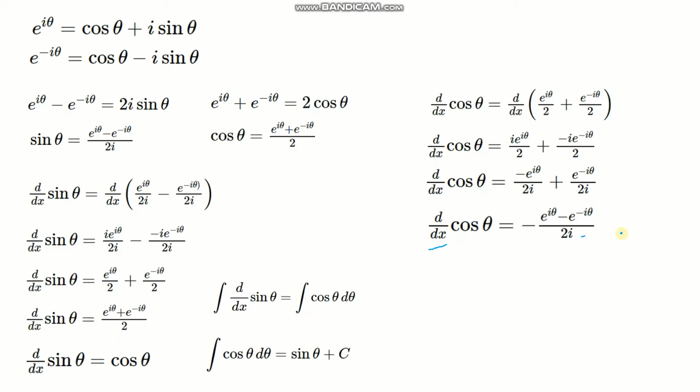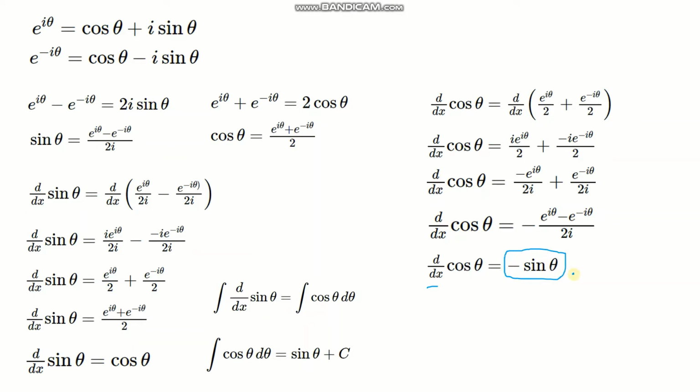As you notice, this term, excluding the negative sign, is the same as sine theta equals e to the i theta minus e to the negative i theta over 2i. Then we can say that the derivative of cosine theta is the same as negative sine theta.